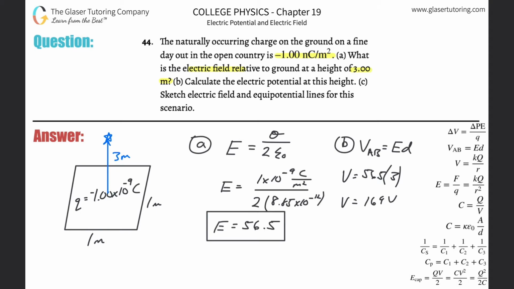Great. And what's the last part? Sketch the electric field and equipotential lines for this scenario. Remember they always point towards the negative charge, so they're going to be pointing directly down, right? The equipotential lines, I don't know how to really show. It's going to be a little hard because it's a 2-dimensional paper and I'm trying to view this in 3-dimensional space. Here's the infinitely charged sheet, make it even smaller. We're taking a side view. The electric field lines are pointing down. Why? Because it's negative.